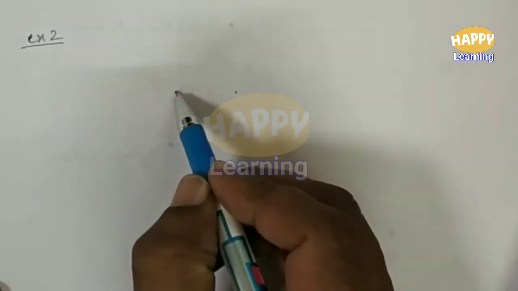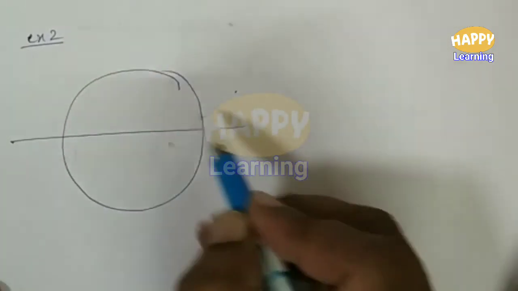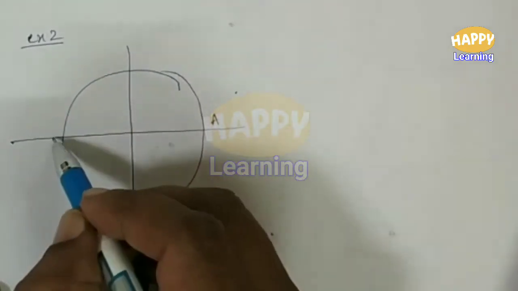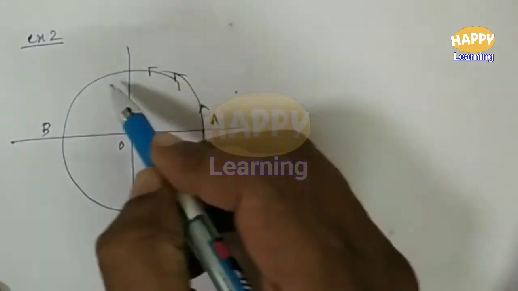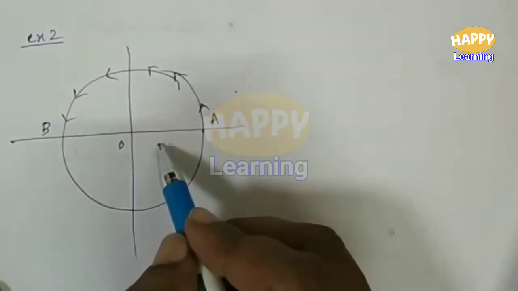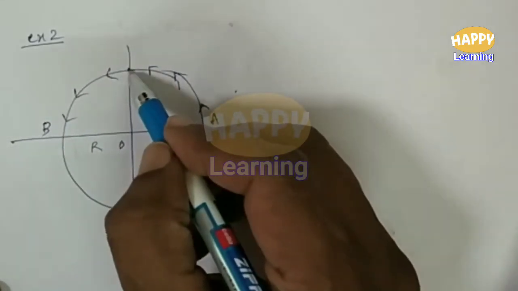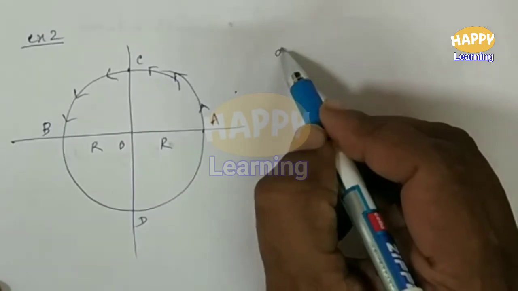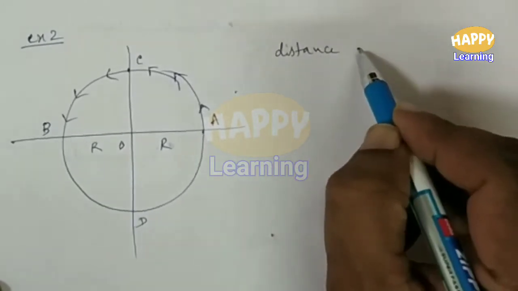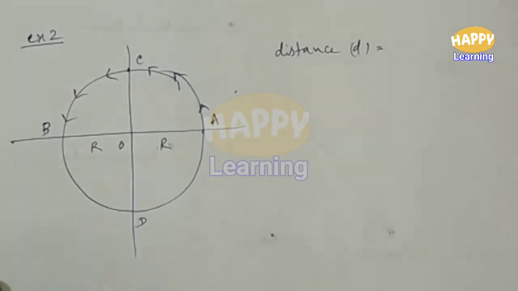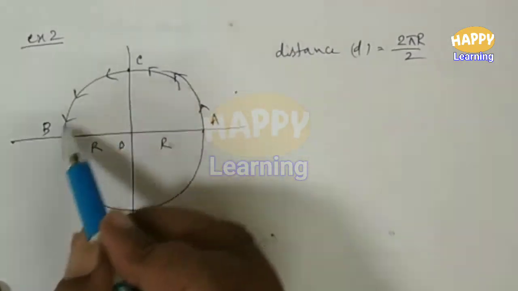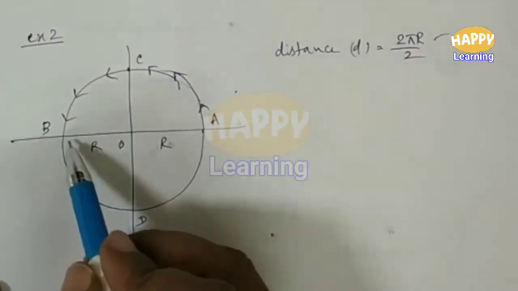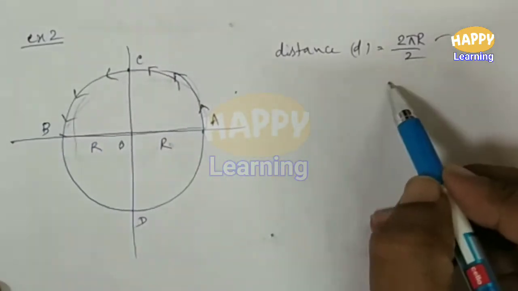Example 2. Suppose a particle has moved along the circumference of the circle as shown here from A up to the point B. O is the center, R is the radius of the circle. Let these two positions be C and D. Distance D is equal to 2 pi R by 2. Total circumference is 2 pi R, so half means divided by 2. So that is equal to pi R.